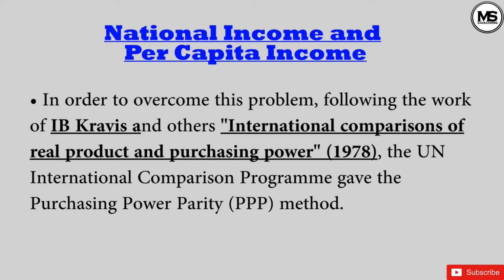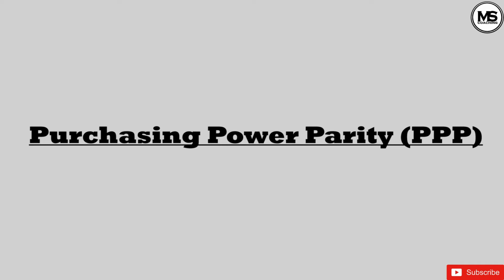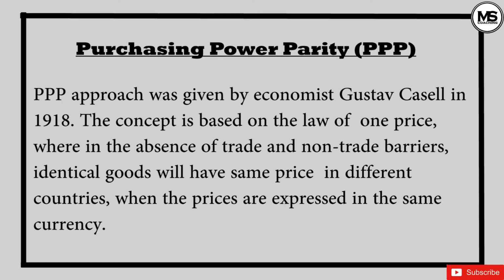In order to overcome this problem, following the work of I.B. Kravis and others, International Comparisons of Real Product and Purchasing Power, 1978, the UN International Comparison Program gave the Purchasing Power Parity, PPP, method. Purchasing Power Parity, PPP. PPP approach was given by economist Gustav Cassel in 1918. The concept is based on the law of one price, where in the absence of trade and non-trade barriers, identical goods will have the same price in different countries when the prices are expressed in the same currency.